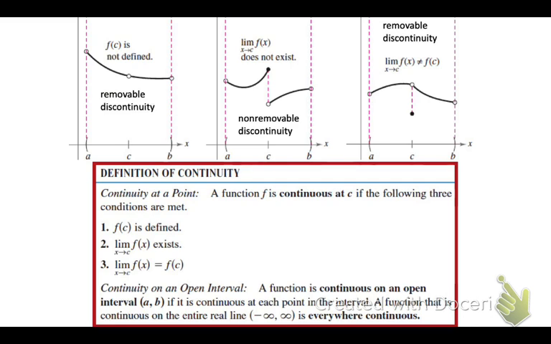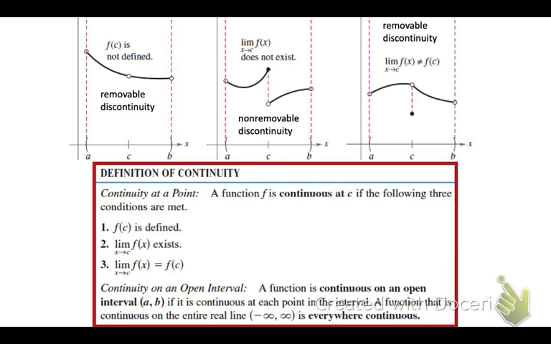So, continuity at a point. A function f is continuous at c if the following three conditions are met. First, f of c is defined. So c is some constant. If I can plug in c and it's defined, check. Second, the limit of f of x as x approaches c exists. Third, the limit of f of x as x approaches c is equal to f of c. That means there are no holes in anything. Does that make sense? There are no holes.